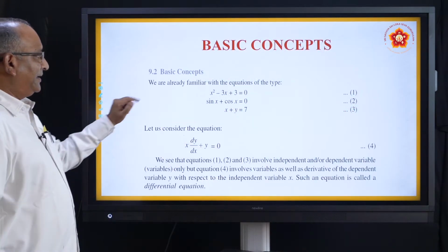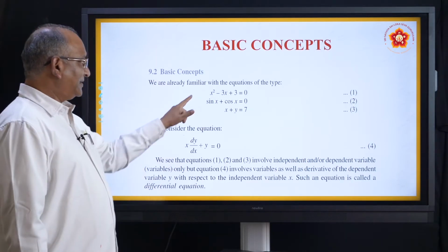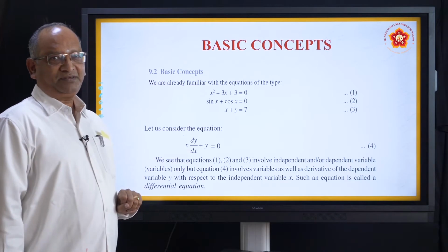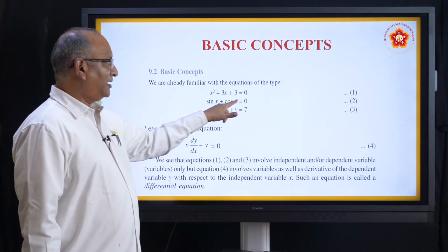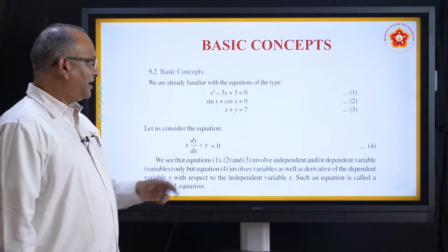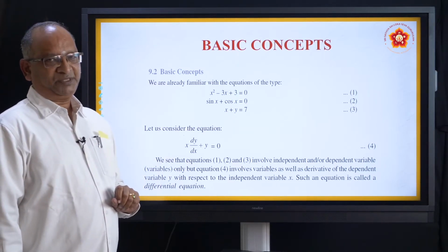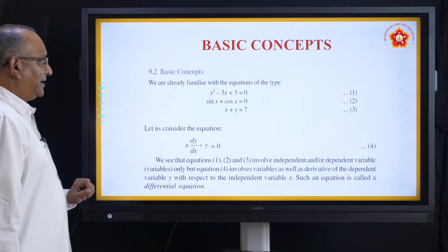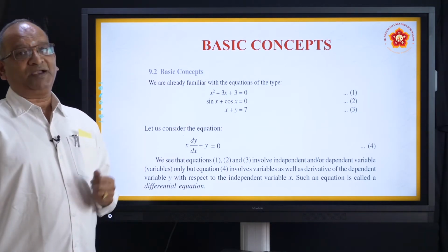These are different equations which you have studied. This is a quadratic equation because the highest power is 2, which we come across in algebra. This is called trigonometric equations because trigonometric functions are used, and this is a very simple polynomial equation with two variables. We are familiar with all these things and we also learned how to find solutions.